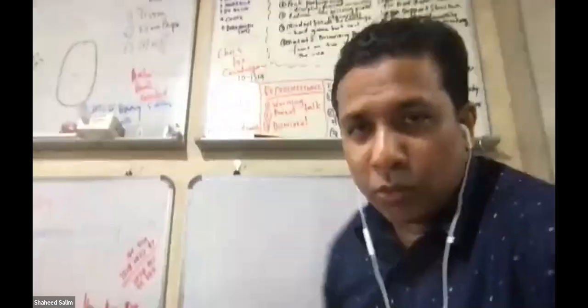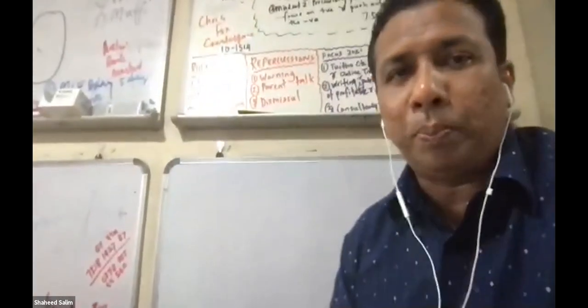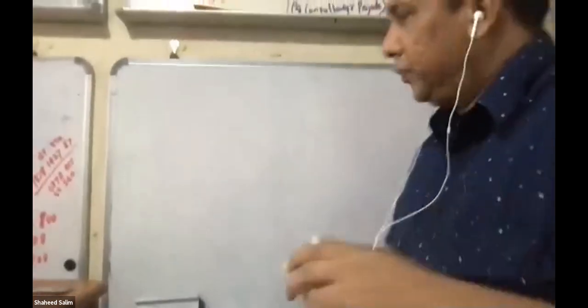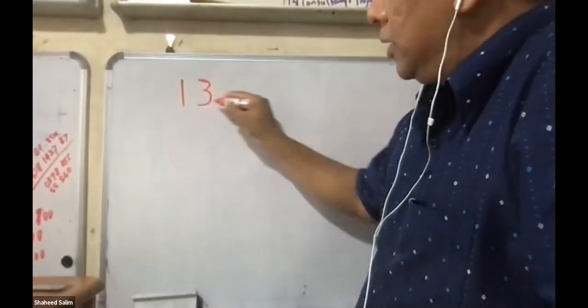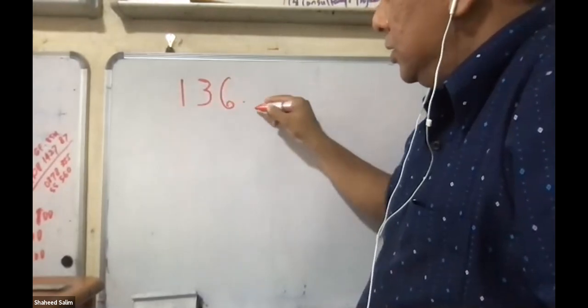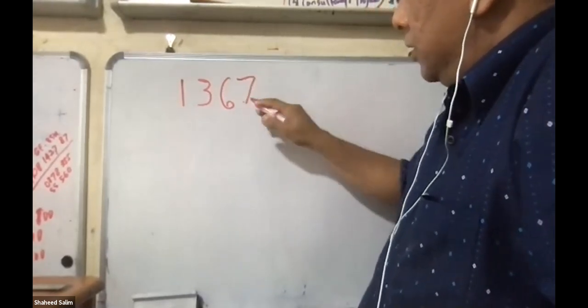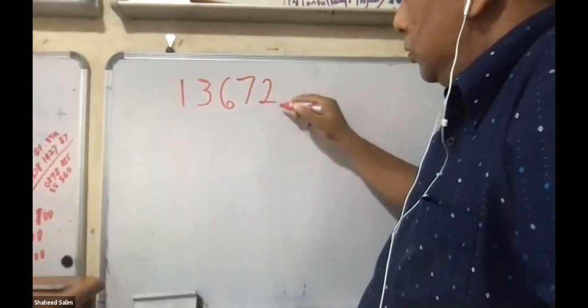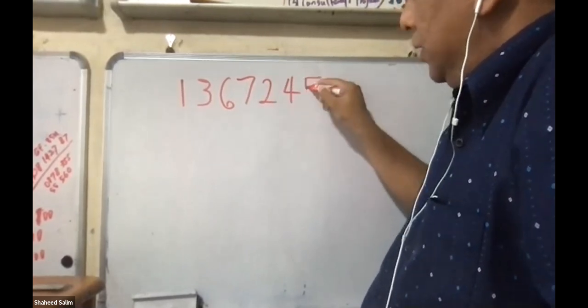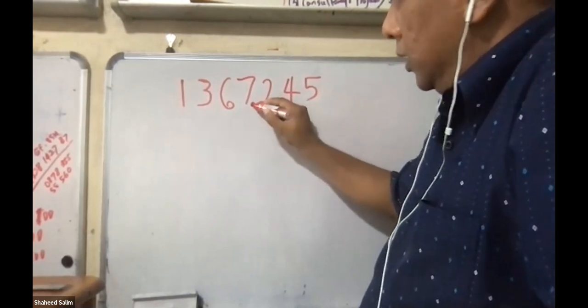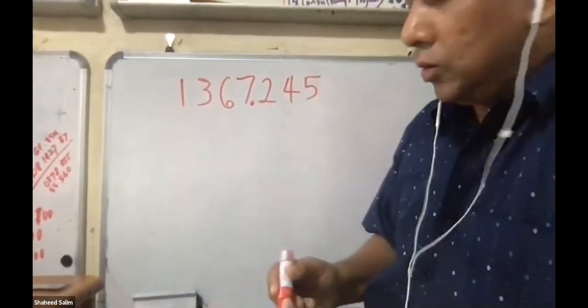Okay, now, if you have an exercise book, you copy this. 1, 3, 6, 7, 2, 4, 5. And we put a dot down here. Okay, you can look at this.